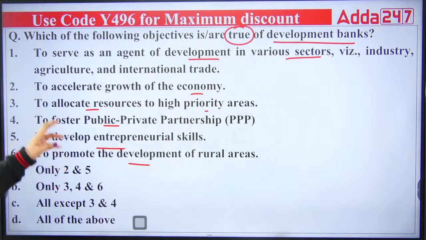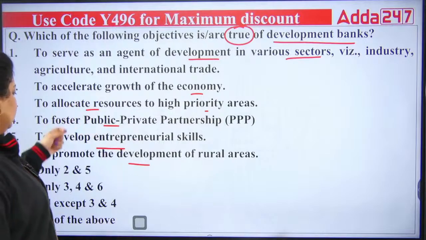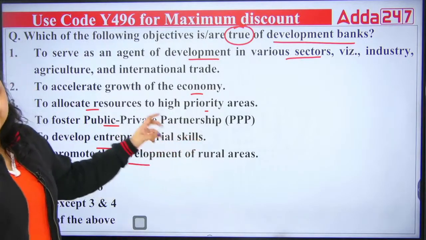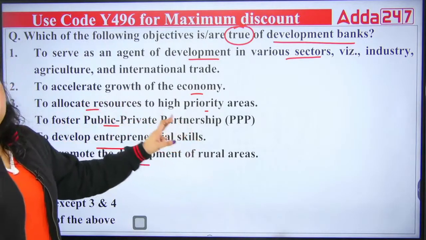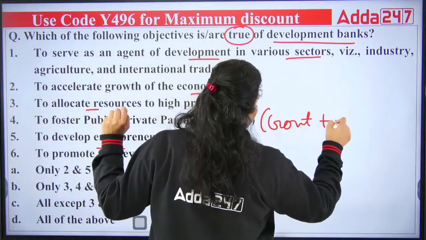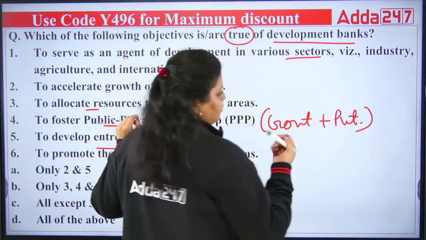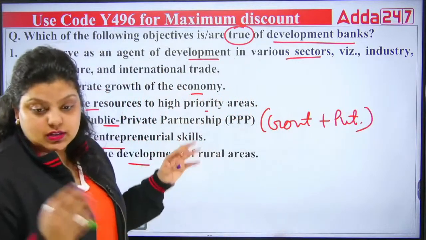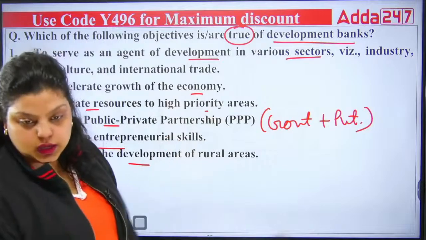All of these are the objectives of development financial institutions. They promote development of rural areas. They promote entrepreneurial skills. They foster public-private partnership. Public-private partnership means where the government and private sector both work together. They both finance the project, like infrastructure projects. Government and private sector both are working together.